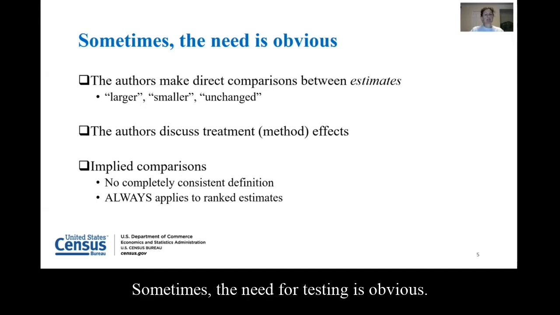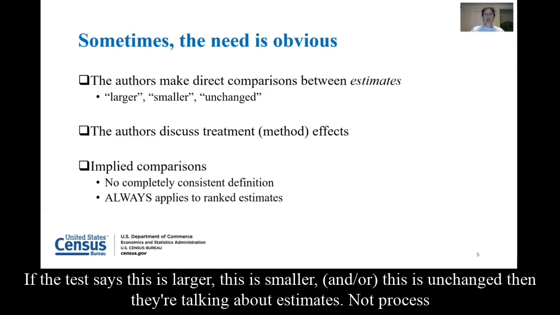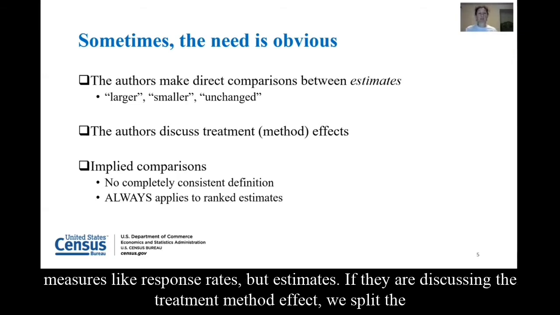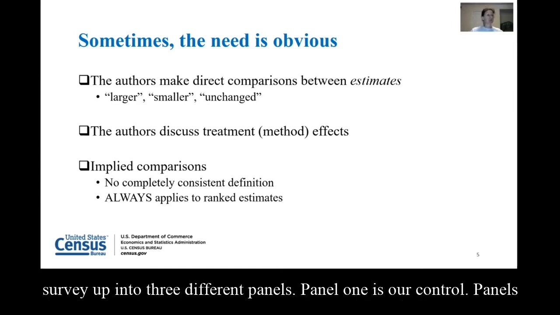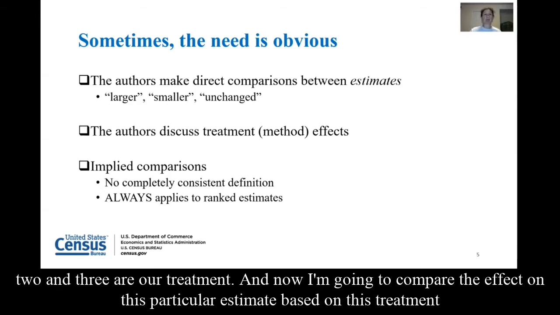Sometimes the need for testing is obvious. If the text says this is larger, this is smaller, this is unchanged, and they're talking about estimates, not process measures like response rates, but estimates. If they are discussing treatment method effects, we split this survey up into 3 different panels. Panel 1 is our control, panels 2 and 3 are our treatment, and now I'm going to compare effects on this particular estimate based on this treatment.